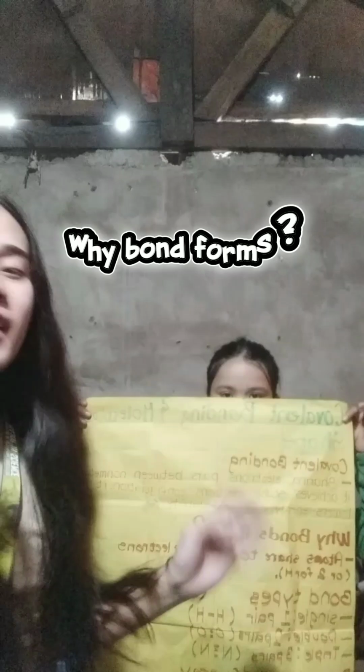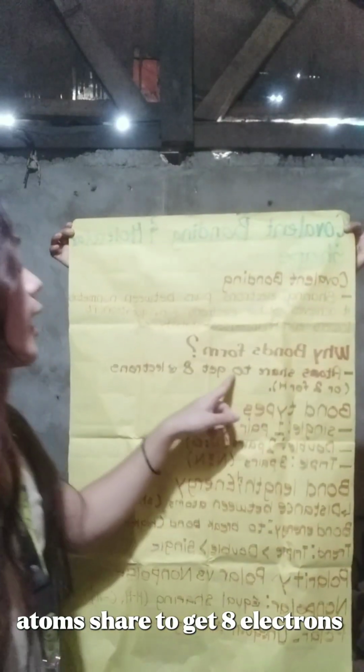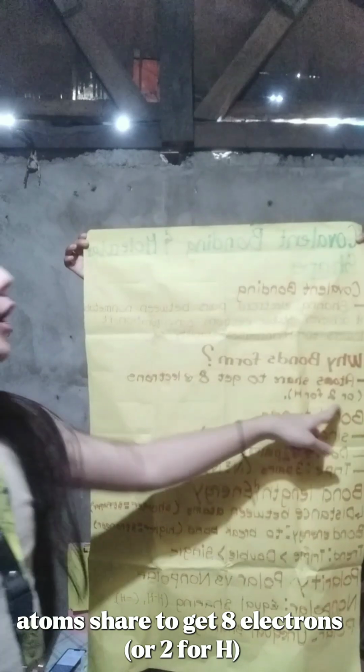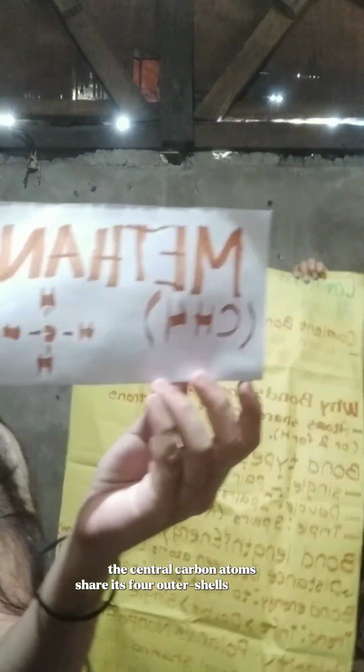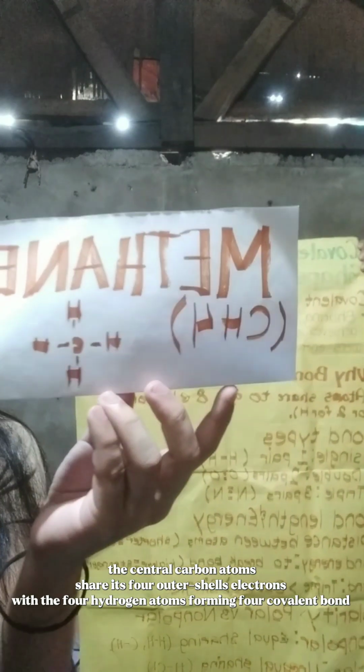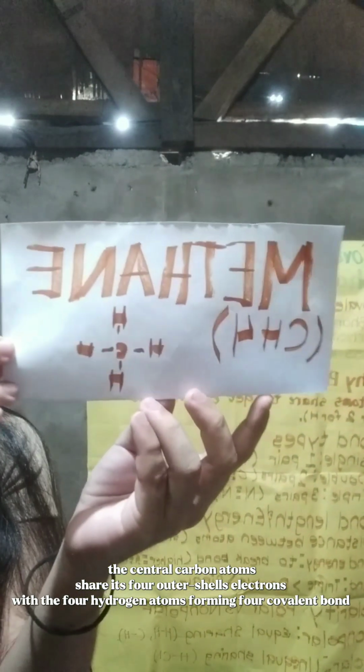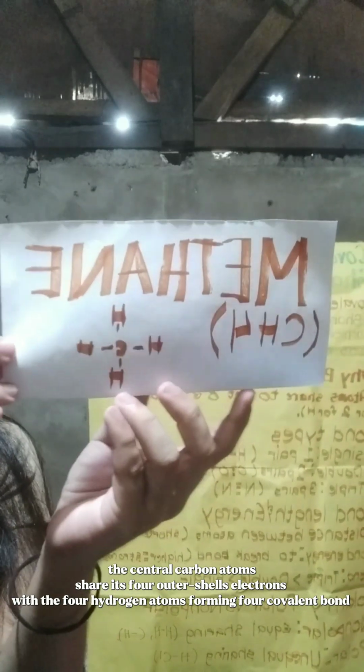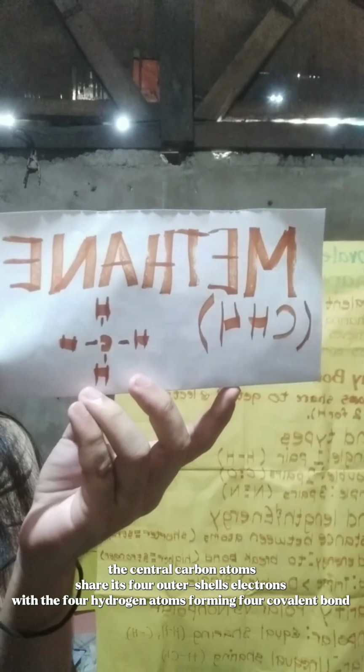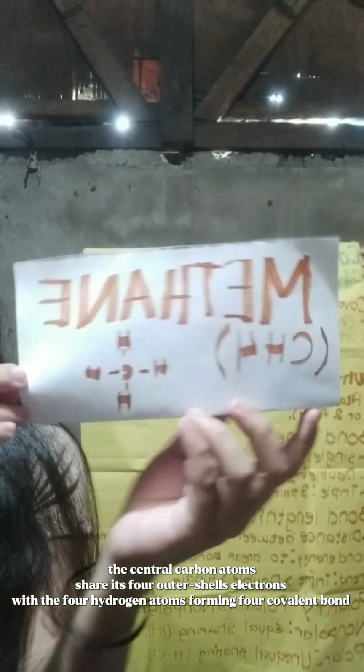Next, why do bonds form? Atoms share to get 8 electrons, or 2 for each. An example for that is methane. In methane, the central carbon atom shares its 4 outer shell electrons with the 4 hydrogen atoms, forming 4 covalent bonds.